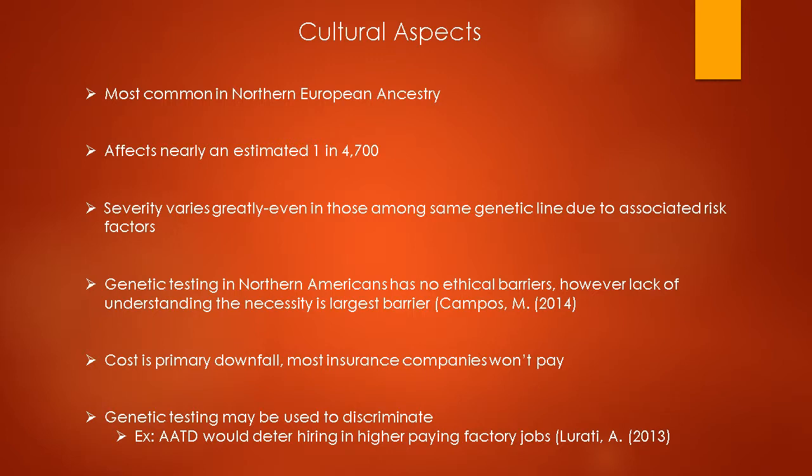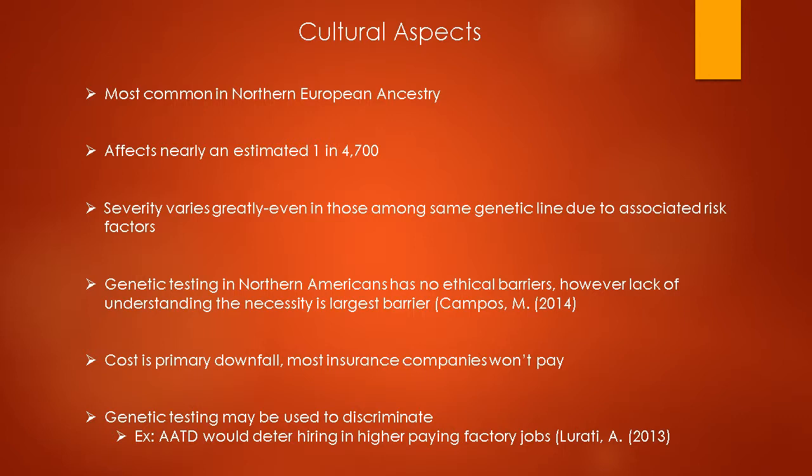The cultural aspects associated with AATD. It's most common in Northern European ancestry. It affects nearly an estimated 1 in 4,700. And the severity varies greatly even among those in the same genetic line due to associated risk factors, being either environmental or lifestyle associated.